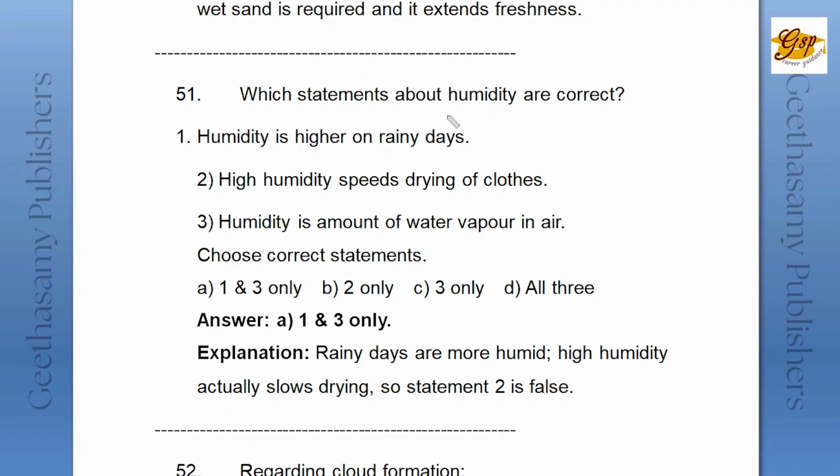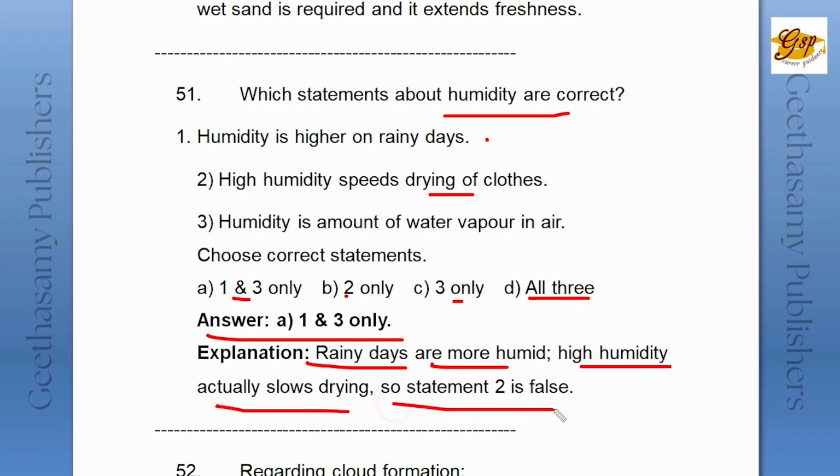Which of the statements about humidity are correct? 1. Humidity is higher on rainy days. 2. Humidity speeds drying of clothes. 3. Humidity is the amount of water vapor in air. The choices are: 1 and 3, 2 only, 3 only, all 3. The correct statement is 1 and 3 only. On rainy days it is more humid, and higher humidity actually slows drying. So statement 2 is false.